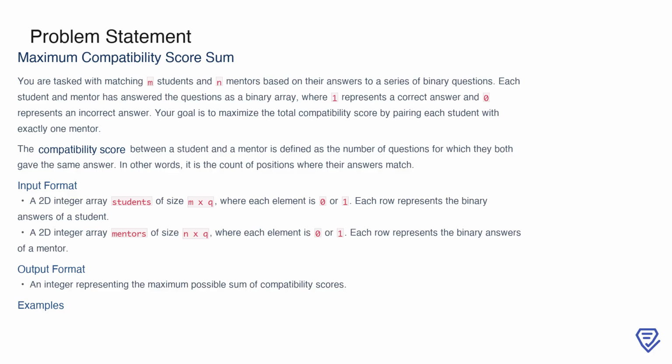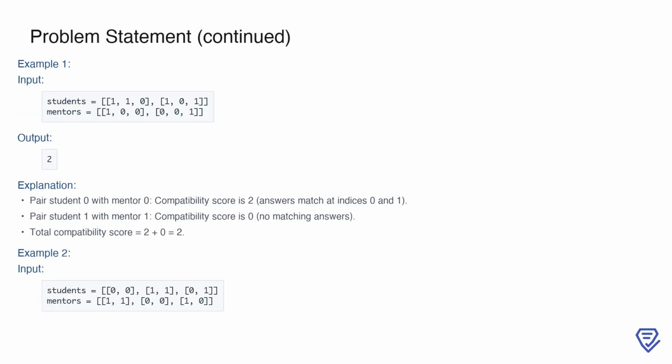is maximized. Now, the compatibility score between a student and a mentor is simply the number of positions where their answers match. For example, if both have the same answer at the first and third positions, those contribute to the compatibility score. The input will consist of two 2D arrays, one for the students and one for the mentors. Each row in these arrays represents the binary answers of an individual student or mentor. The output will be a single integer indicating the highest possible sum of compatibility scores achievable by pairing students with mentors optimally. Let's look at the first example.